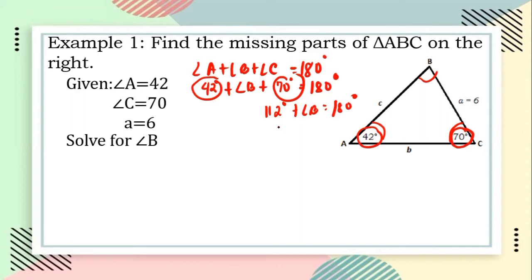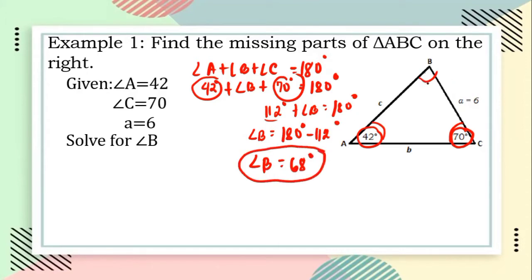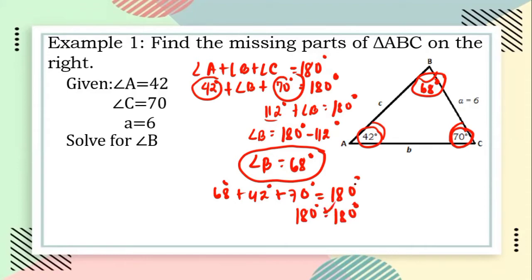Now, applying the addition property of equality, angle B is equivalent to 180 subtracted by 112 degrees. Therefore, angle B is equivalent to 68 degrees. So we already have an answer for angle B, which is 68 degrees. To check if your answer is correct, you have to add these three angles. We have 68 plus 42 plus 70 degrees. It must be equivalent to 180 degrees. 68 plus 42 is 110, plus 70 is 180 degrees, which equals 180 degrees. Therefore, our answer is correct.